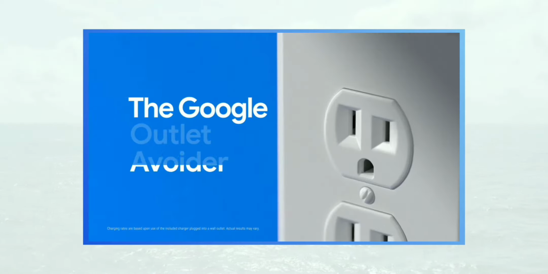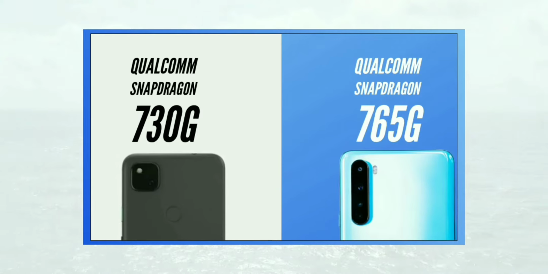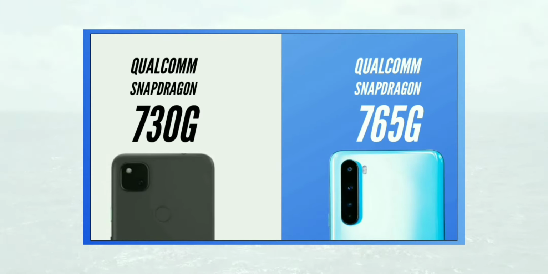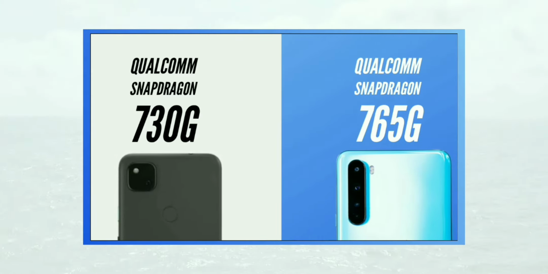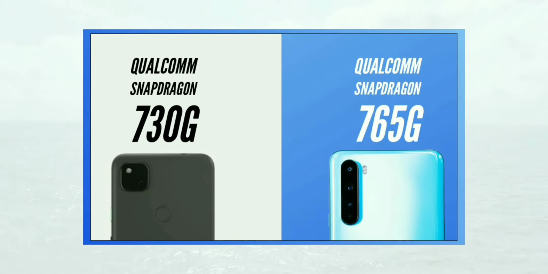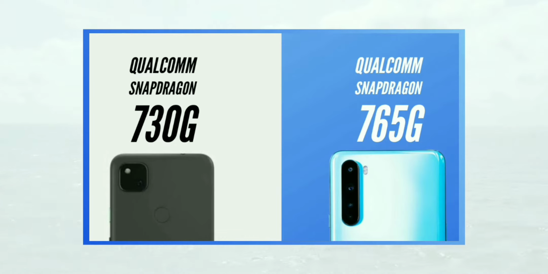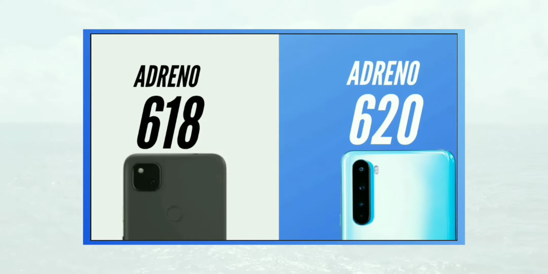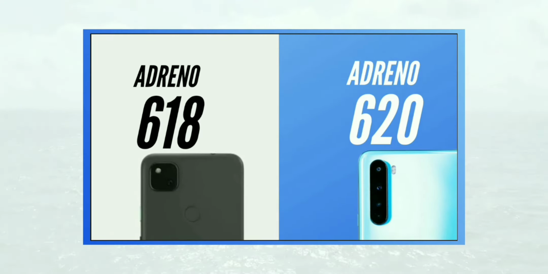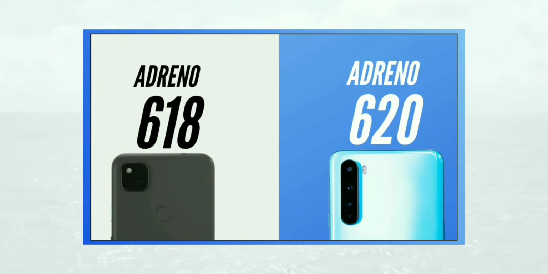Chipset. Google Pixel 4a has the Qualcomm Snapdragon 730 chip, while OnePlus Nord has the Qualcomm Snapdragon 765G, which makes the OnePlus Nord 20% faster than Pixel 4a. Pixel 4a has Adreno 618 GPU and OnePlus Nord has Adreno 620 GPU.